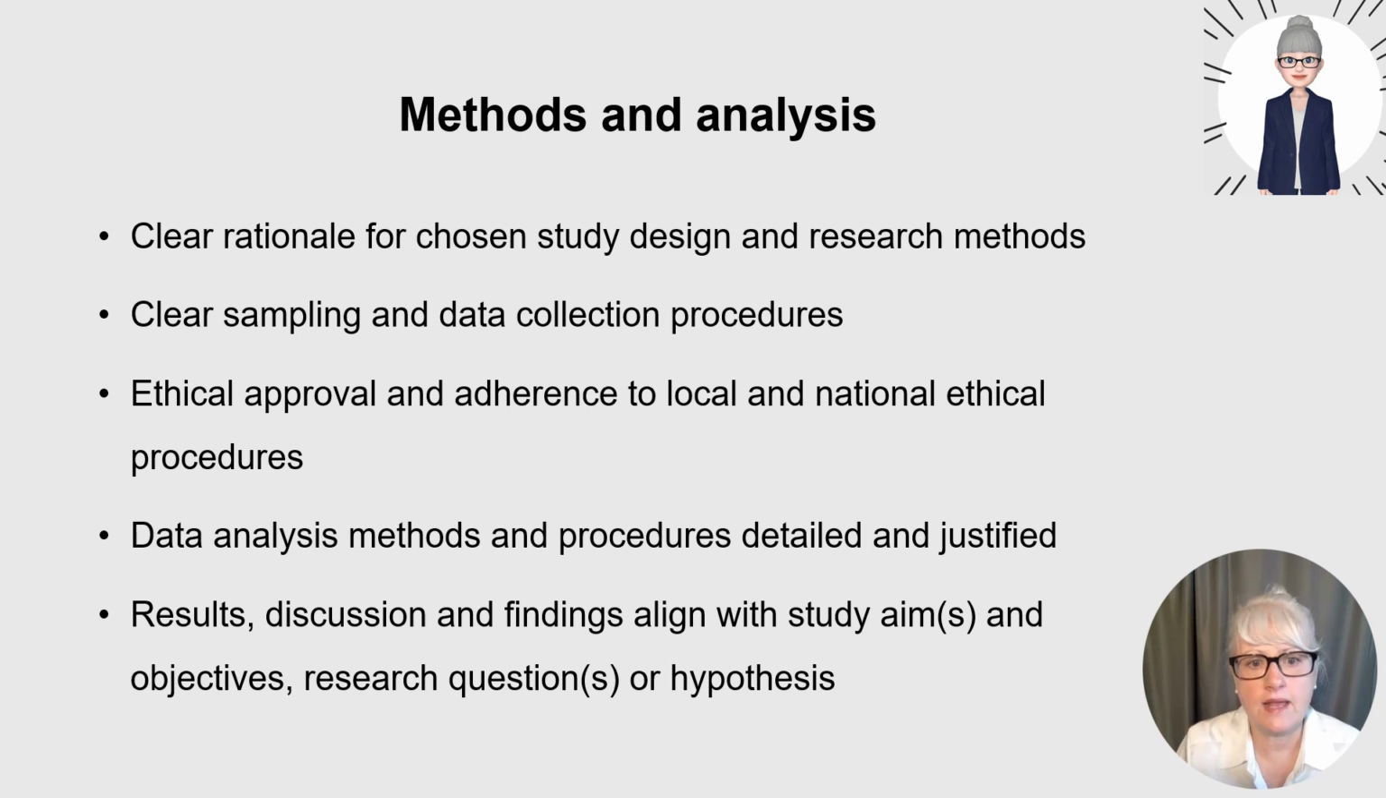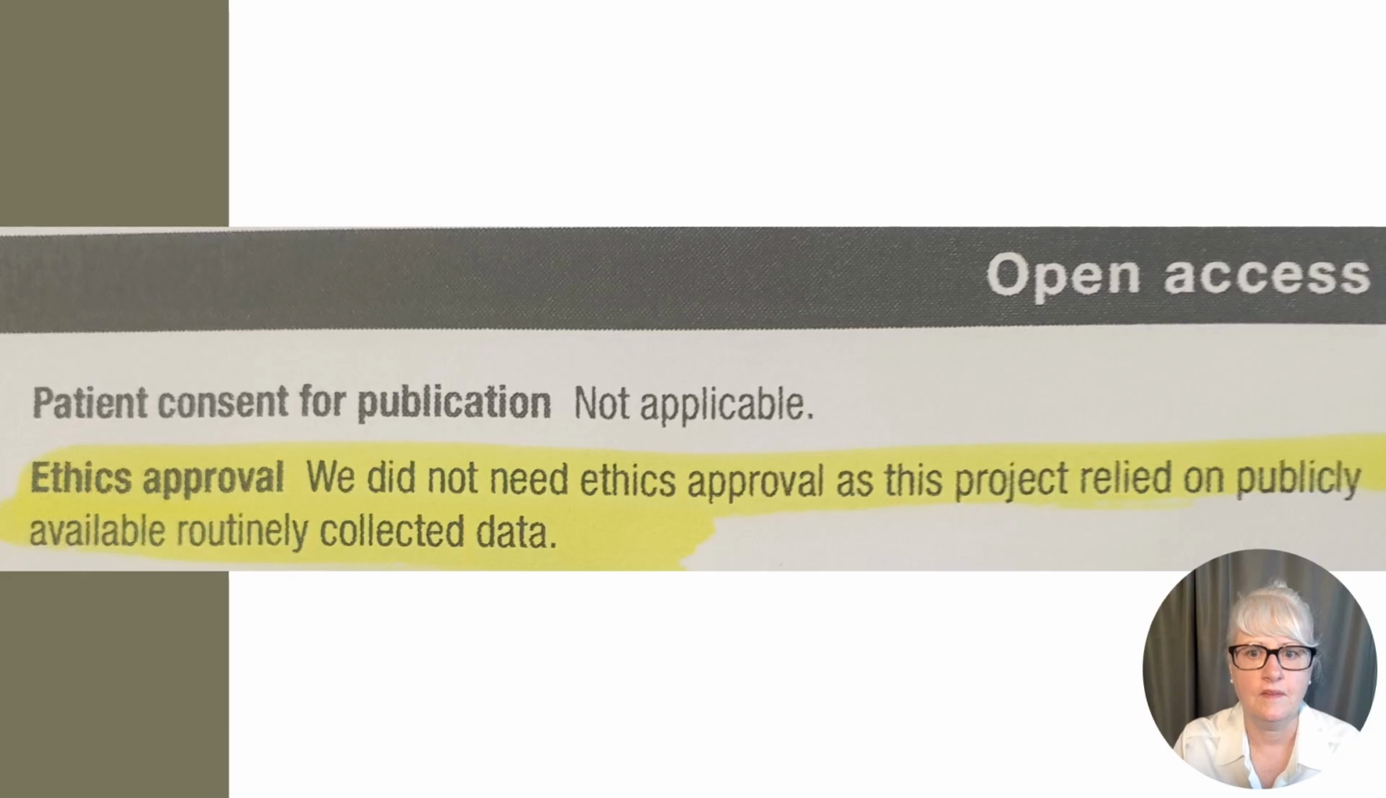Clear data analysis methods and processes, so you should be able to see that clear alignment from start to finish. So the researchers did what they said they were going to do, and you can clearly see that with the conclusions and the finding in the study. So in the open access article, it's evident that ethical approval was not required as the project relied on publicly available, routinely collected data. So any member of the public could essentially access that data. Usually when you appraise a research paper, you look on the ethical approval and it will have local and national approval, which will be required. But in this case, obviously it wasn't required.